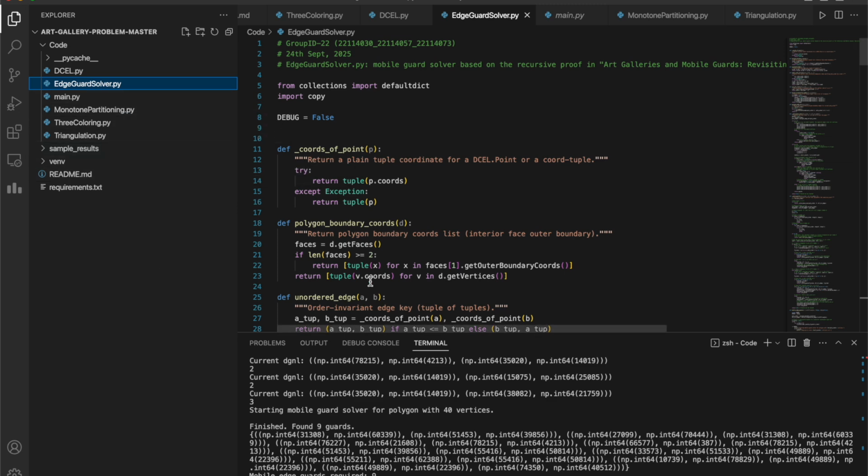And yeah, that was it. In conclusion, our system not only solves the classical art gallery problem but also extends it to the mobile guards problem. We have provided a full visualization of each and every step, from partitioning to triangulation to guard selection, making the process transparent and easy to understand.